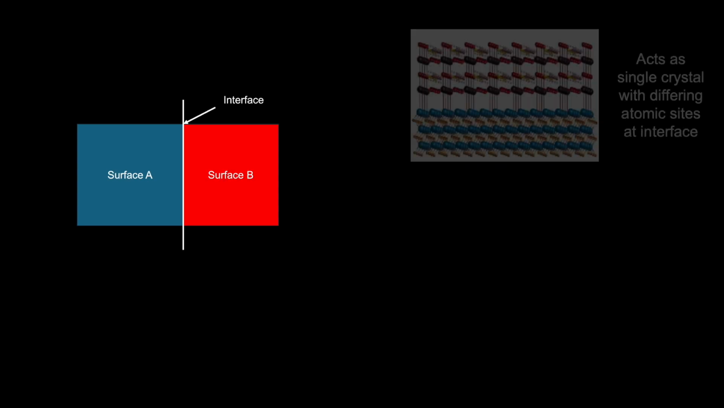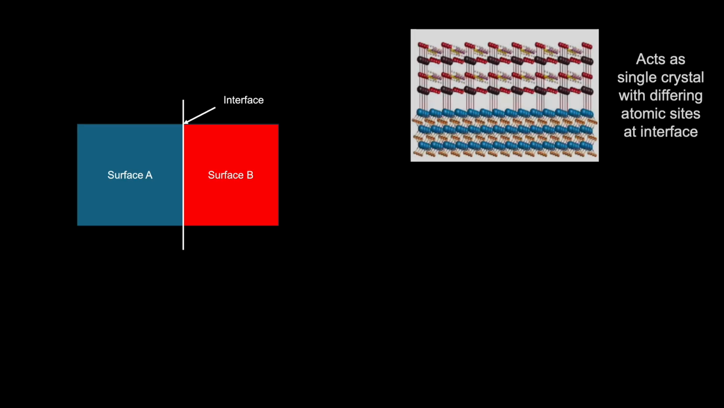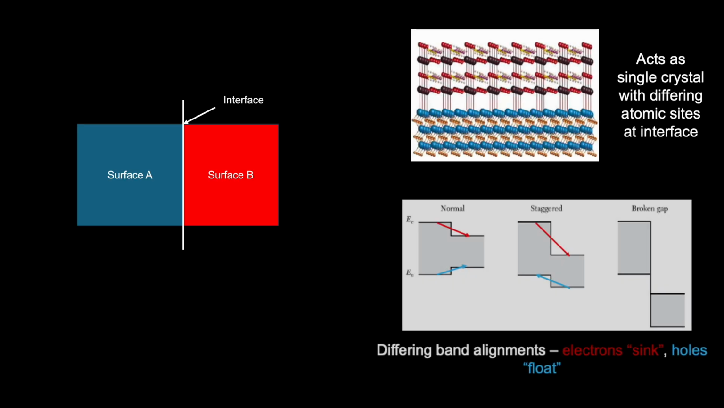When two or more semiconductors are interfaced with each other, they form heterojunctions. These can be thought of as single crystals with different atomic sites at the interface. Semiconductors have distinct band edges presenting in one of three specific band alignments as depicted. To model charge transfer across band alignments, we note that electrons sink and holes float according to their bands to lower energy. This property allows different heterojunction band alignments to be useful in different contexts.